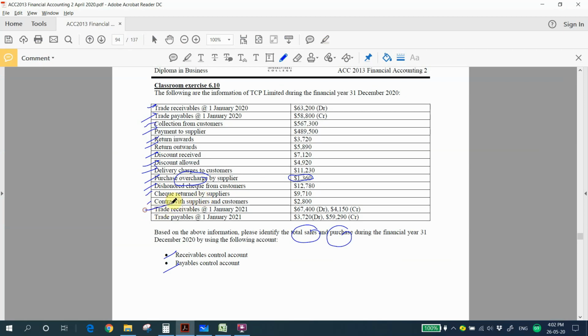Next, it says that your trade receivables at 1st of January 2021 has debit balances of 67,400 and credit balances of 4,150. And for your trade payables, it has a debit of 3,720 and a credit of 59,290. So we have to include this information first before we can find out the total sales and total purchases. We start from the receivable first.